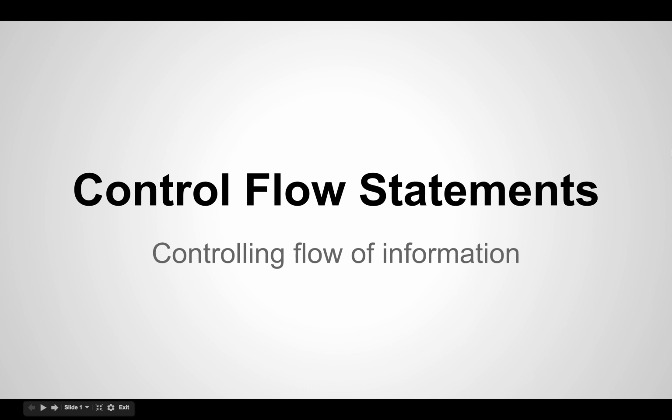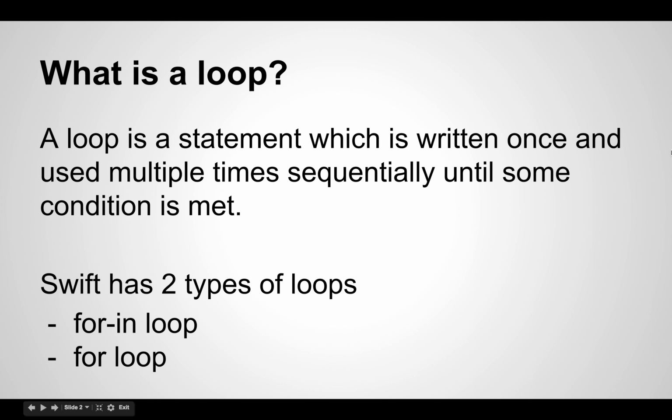Control flow statements, controlling the flow of information. So first of all, you need to know what a loop is. A loop is a statement which is written once, and you use it multiple times sequentially until some condition is met. Okay, so Swift has two types of loops. It has a for in loop and a for loop. So let's take a look at these two loops.